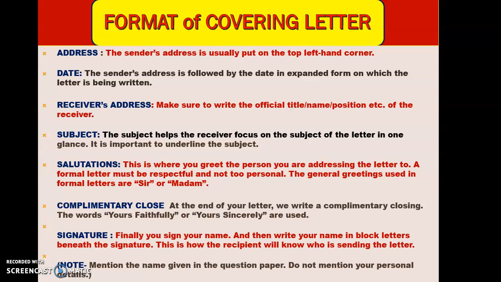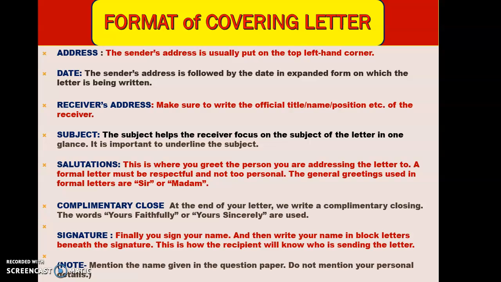Now, what is the format of the covering letter for the job? Well, on the top left-hand corner, you write your address, that is, the sender's address, and then the date in expanded form, and after this the receiver's address to whom you are writing. Make sure to write the official title, name, position, etc. of the receiver. Then subject.